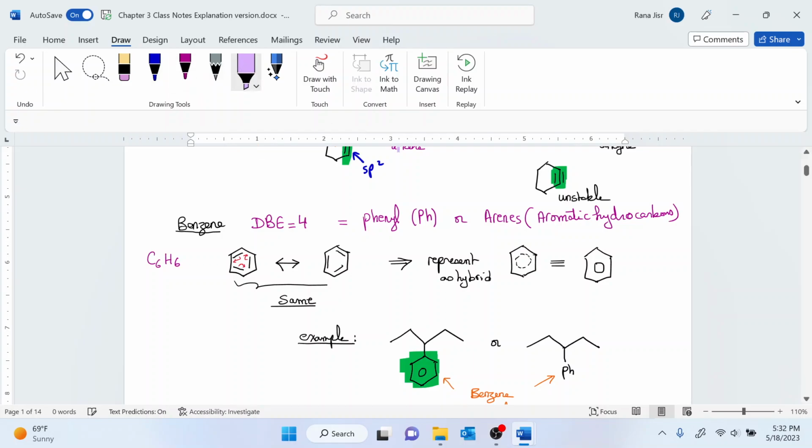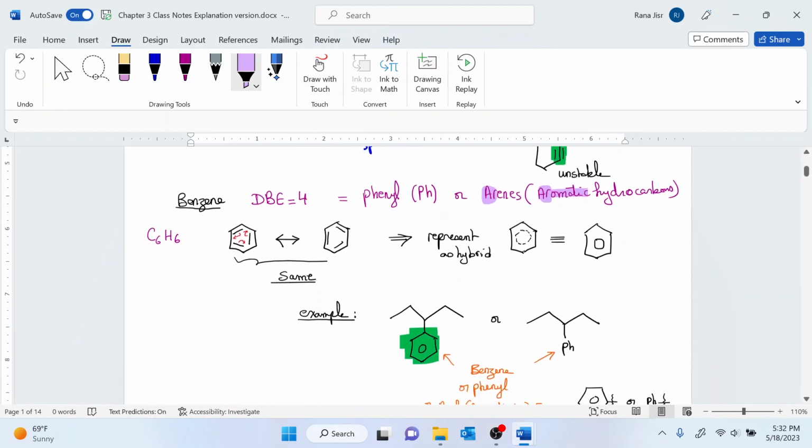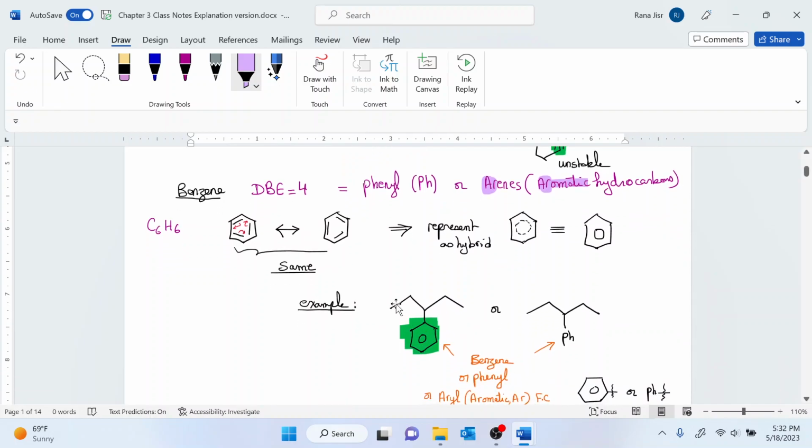The AR in arenes stands for aromatic. So benzenes, if they are part of the chain, so this is your main chain, and benzene is branching off the chain. Sometimes we like to abbreviate that benzene, so we write Ph. Phenyl is exactly the same as benzene.